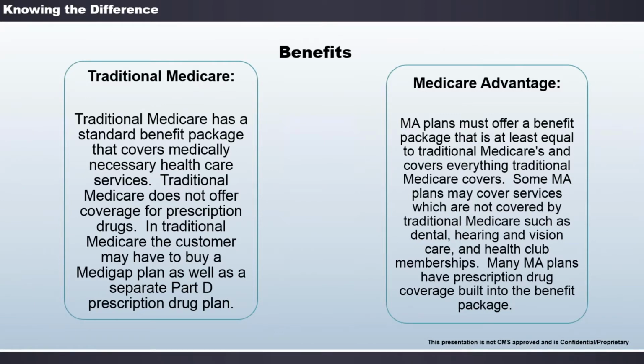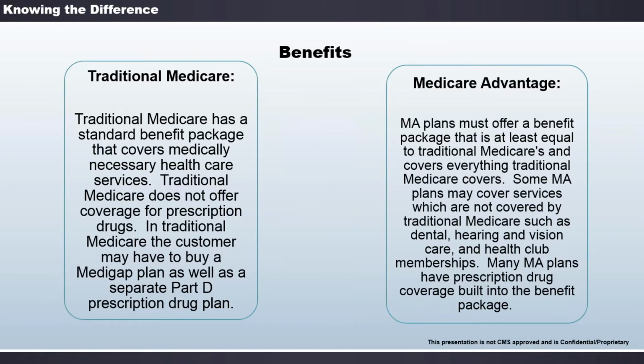So what are the differences in benefits? Traditional Medicare has a standard benefit package that covers medically necessary healthcare services. Traditional Medicare does not offer coverage for prescription drugs, and the customer may have to buy Medigap as well as a separate Part D prescription plan. Medicare Advantage offers a benefit package at least equal to traditional Medicare, so it has hospital and outpatient coverage.